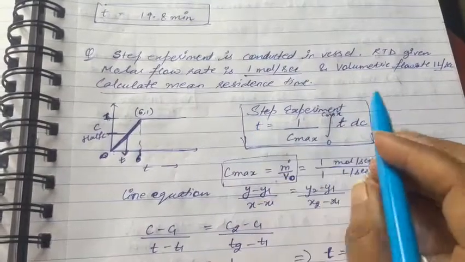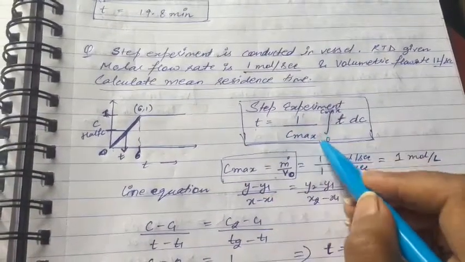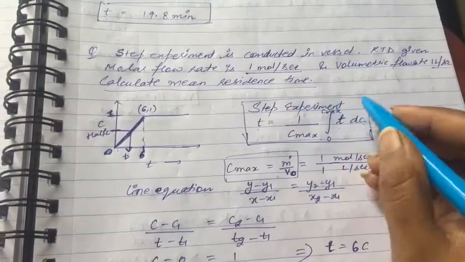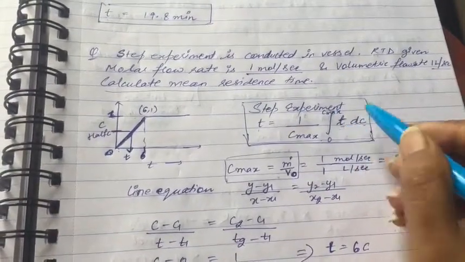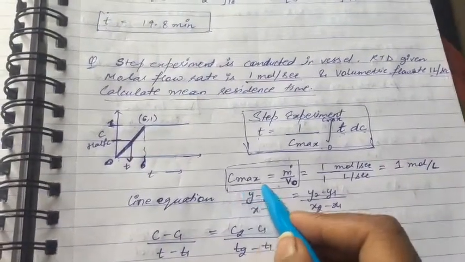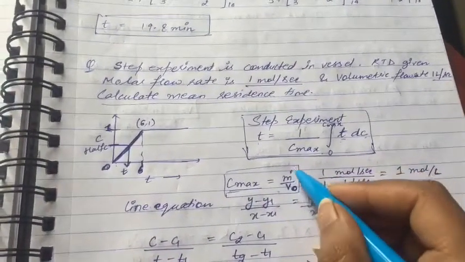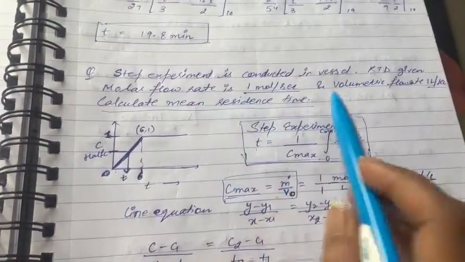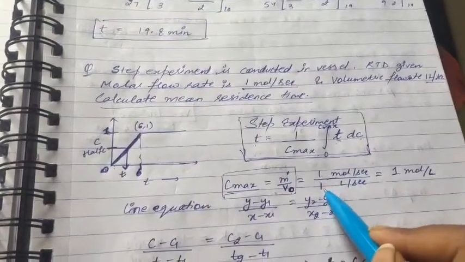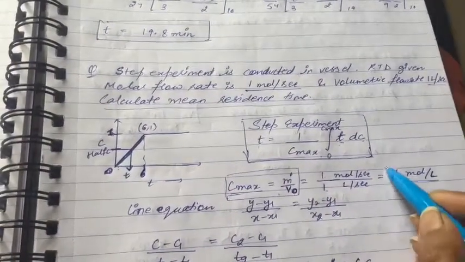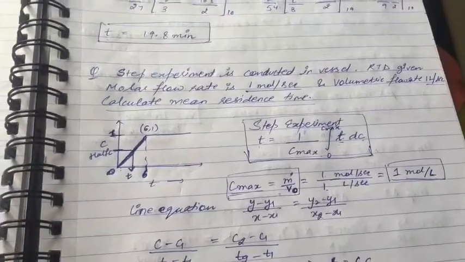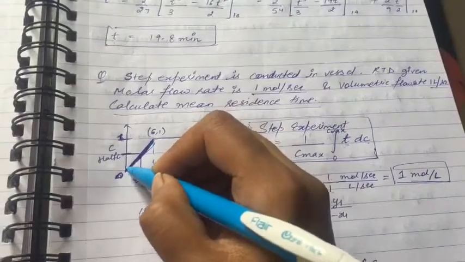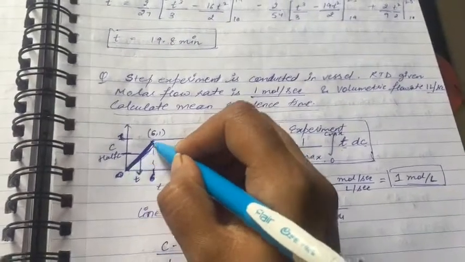For a step experiment, mean residence time is 1 by C max integration of T dc from 0 to C max, and T we have to calculate in terms of C. Okay, C max is our molar flow rate upon volumetric flow rate. So molar flow rate is given as 1 and volumetric flow rate is also given as 1. So C max comes out to be 1 mole per liter. Okay, then we have to use this line and calculate its equation of line.